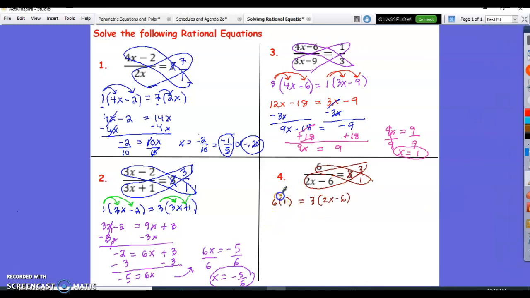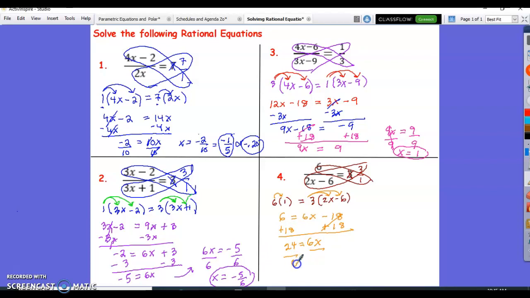Since you have these numbers outside your parentheses, you can start distributing. So 6 times 1 is 6 equals 3 times 2x is 6x, and then 3 times negative 6 is negative 18. Combining like terms, we are isolating our x here. So I'm going to add 18 on both sides so that I can get rid of the negative 18. So this becomes 0. What's left on the right side is 6x equals 6 plus 18, which gives us 24.